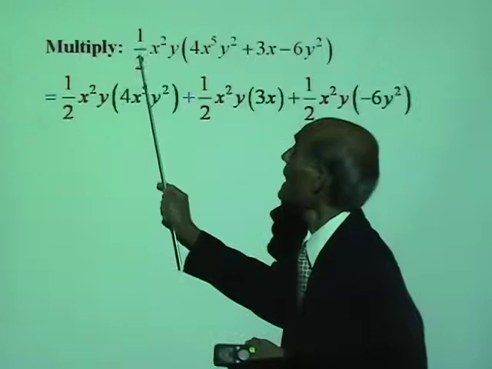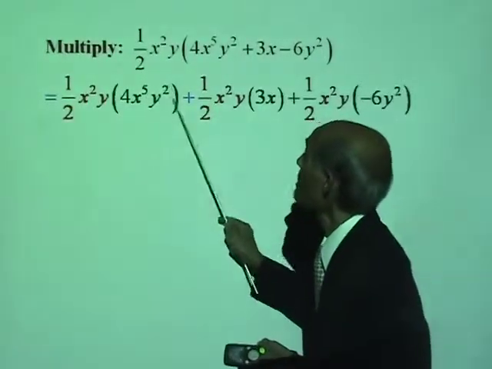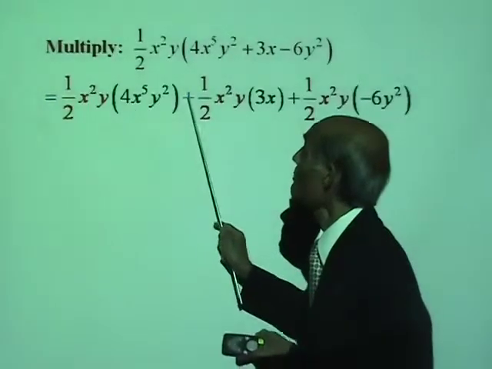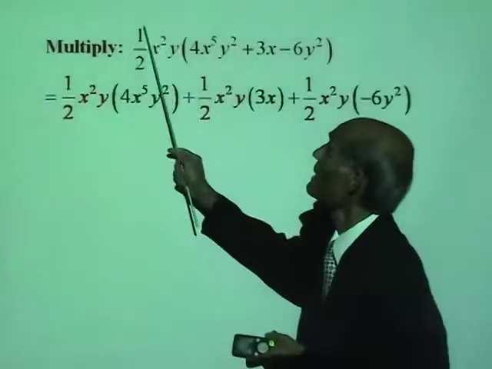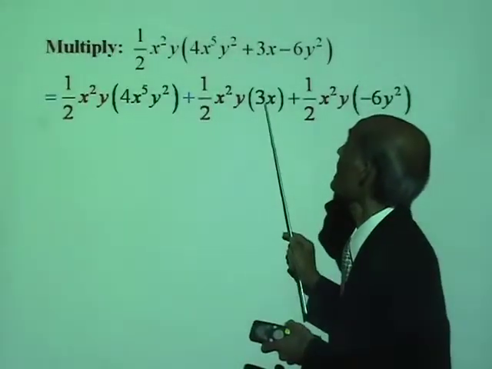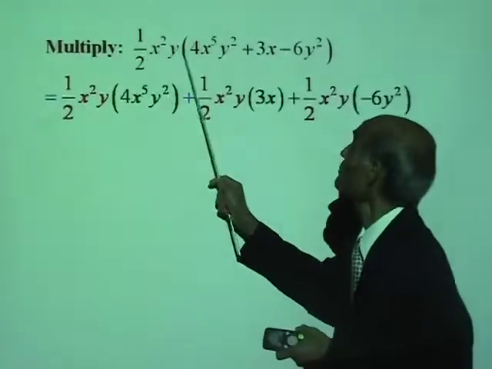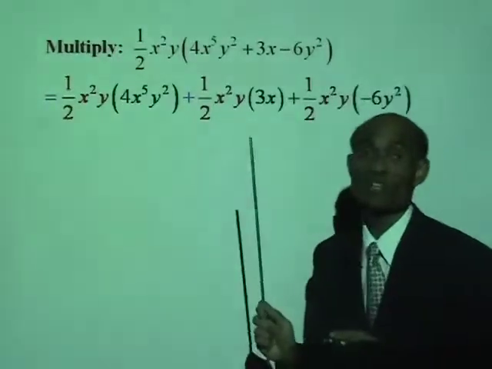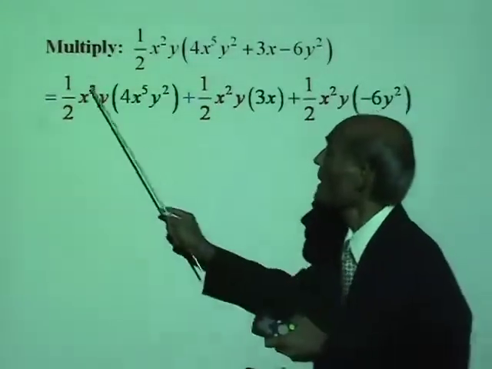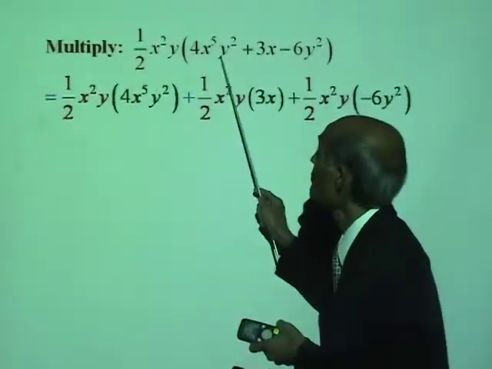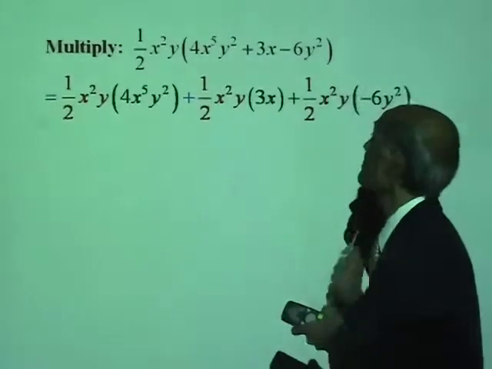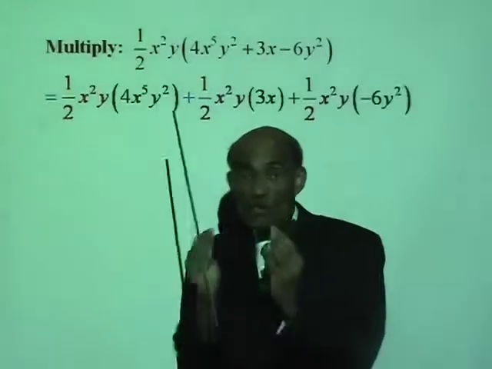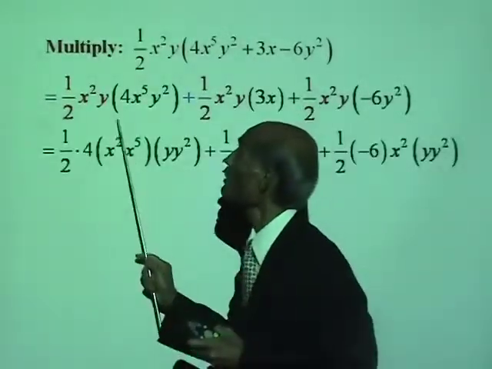That will be 1/2 x squared y times 4x to the power of 5 y squared, plus 1/2 x squared y multiplied by 3x, plus 1/2 x squared y multiplied by negative 6y squared. Watch the signs, very important. So 1/2 x squared y is multiplied with each of the terms inside the parenthesis. Alright, now let's multiply, group them and multiply. And how do we group them?